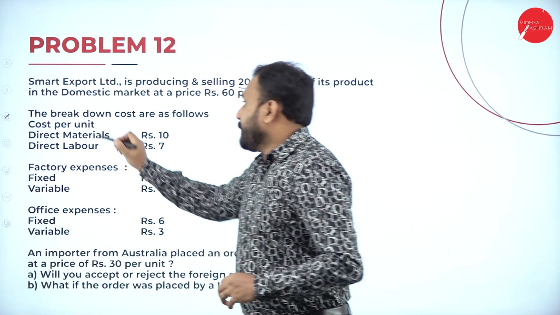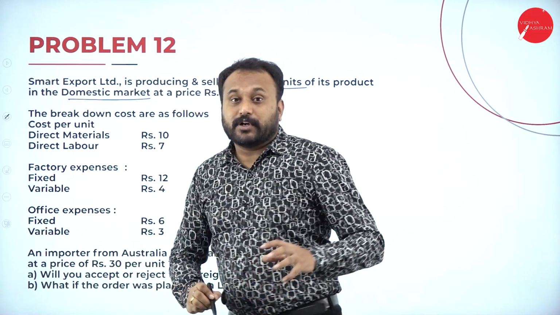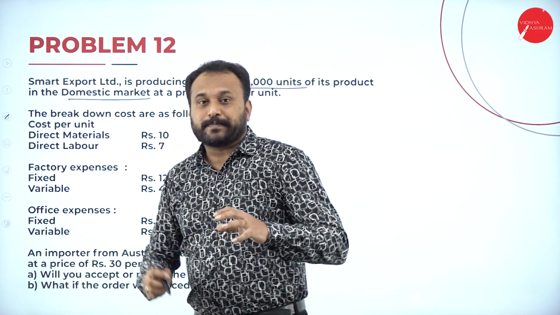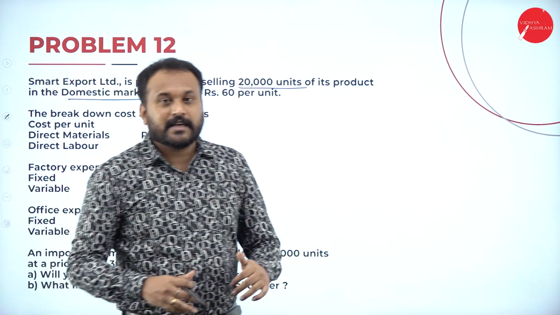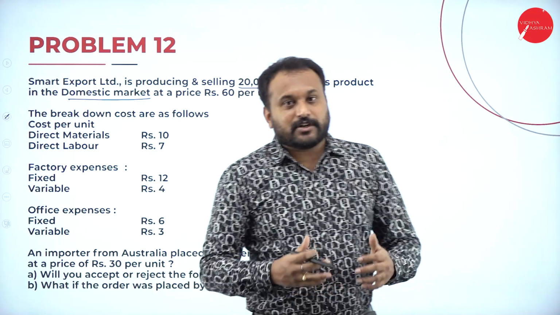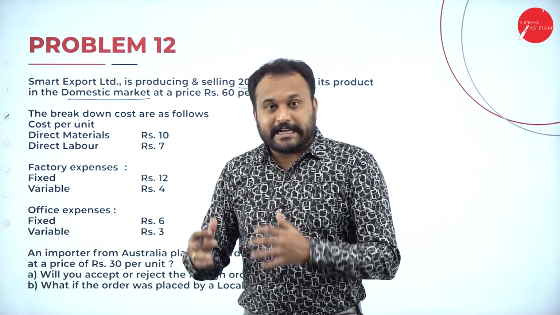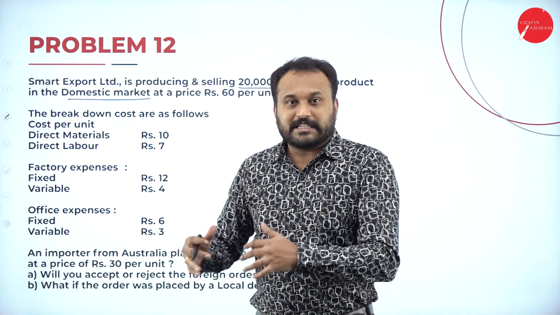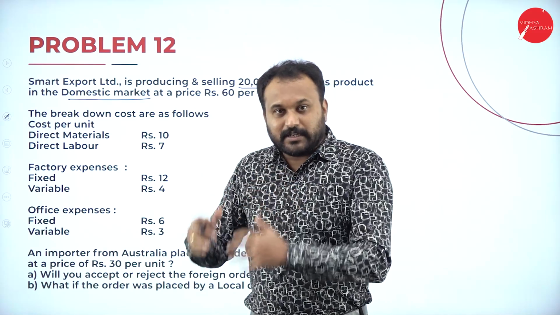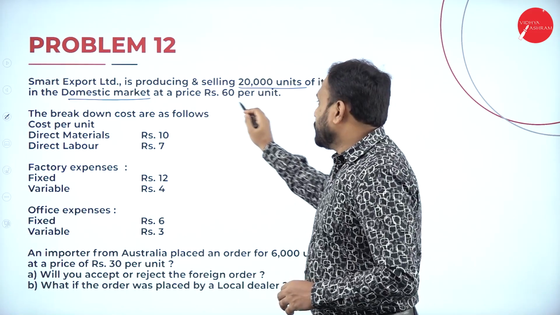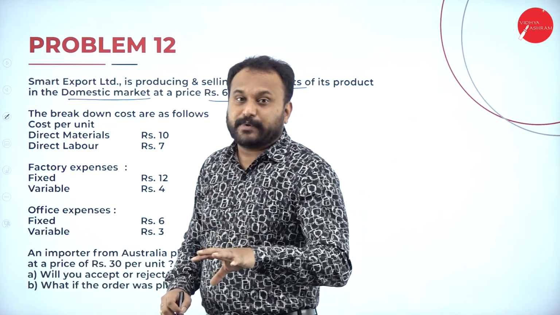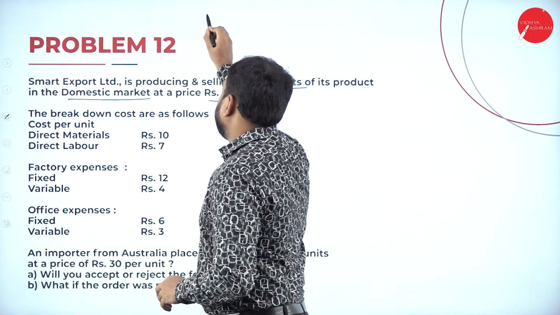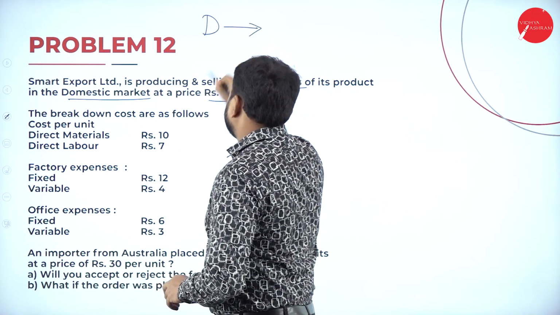In the domestic market, see the word domestic market, what does that mean? If I'm selling in my own country, that is called the domestic market. Say I'm a producer, manufacturer or seller in India, this is my domestic market, and I'm supposed to be placed here at a price of rupees 60 per unit. That means the price is 60 per unit. Now understand, you should write like this: domestic market.